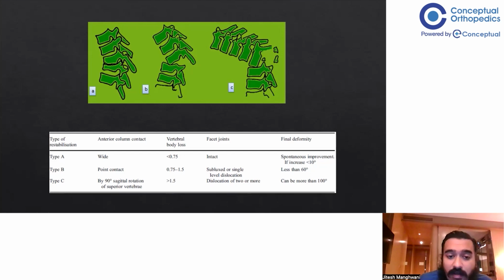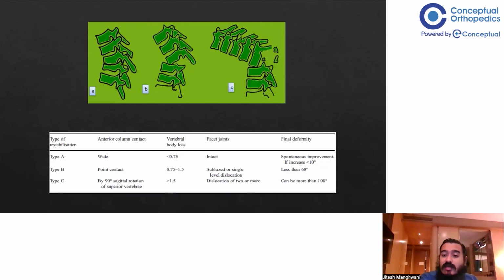So, my friends, wide contact is type A, with less than 0.75 or 3/4 of the vertebral body loss with intact facet joints. Type B is point contact of the anterior column, as you see in the second image over here. Along with that, the loss of vertebral body would be between 3/4 of a body to 1.5 vertebral bodies, and that would be associated with subluxation or single level dislocation of the facet. But when there is a 90-degree sagittal rotation of the superior vertebra with more than 1.5 vertebral body loss, with dislocation of two or more facet joints, that is type C.